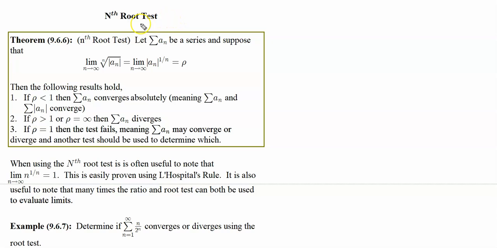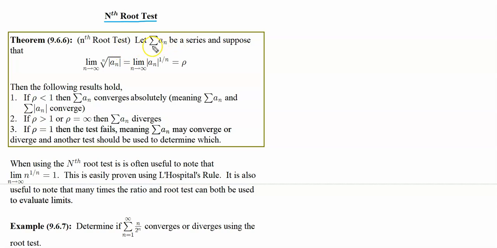Hi everyone. In this lesson we're going to go over the nth root test. Now, like the ratio test, the nth root test is another test that we can use to determine if a series converges or diverges. And you'll notice that the nth root test looks exactly the same as the ratio test, except the quantity inside the limit takes a different form.